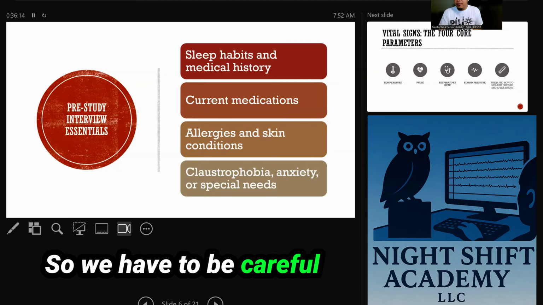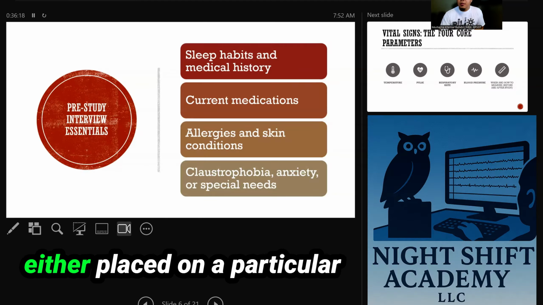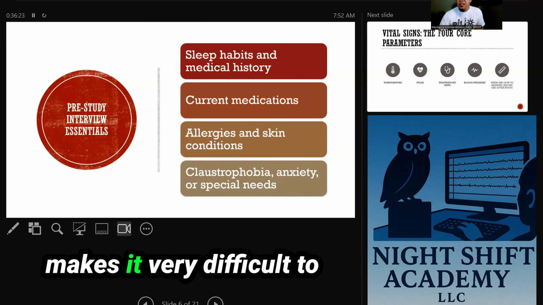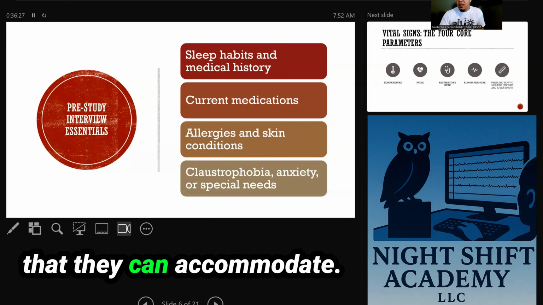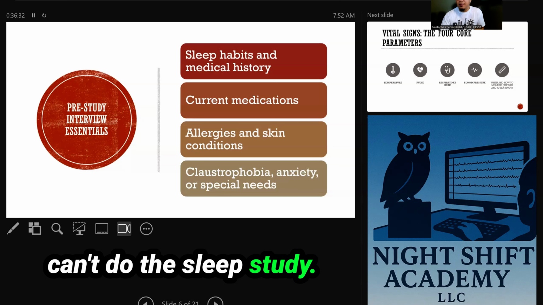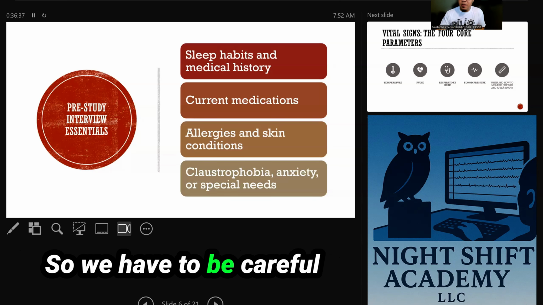So we have to be careful because some of these patients need to be placed on a particular type of tape. Paper tape makes it very difficult for the sensors to stay, but it is the only thing that they can accommodate. And some of them are too sensitive, so you can't do the sleep study. Okay, not common, but it happens. So we have to be careful.